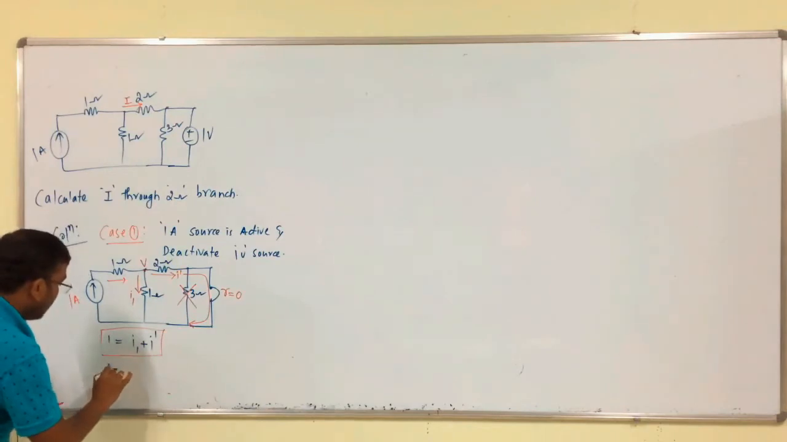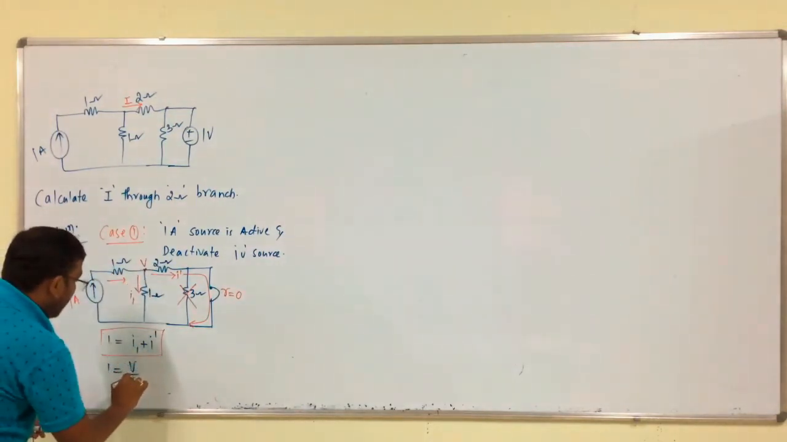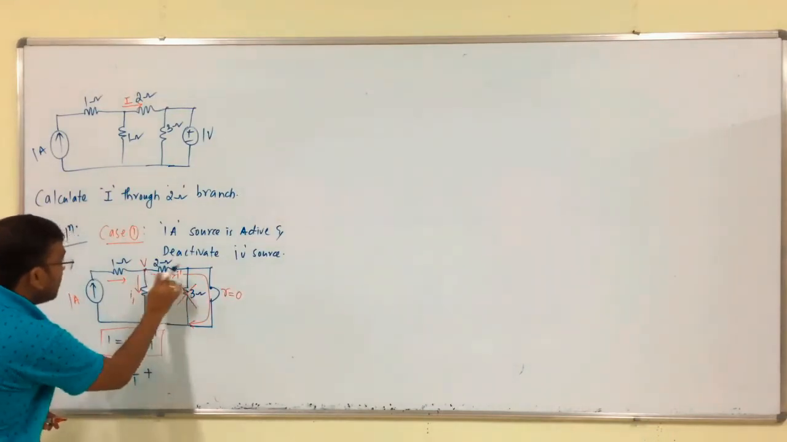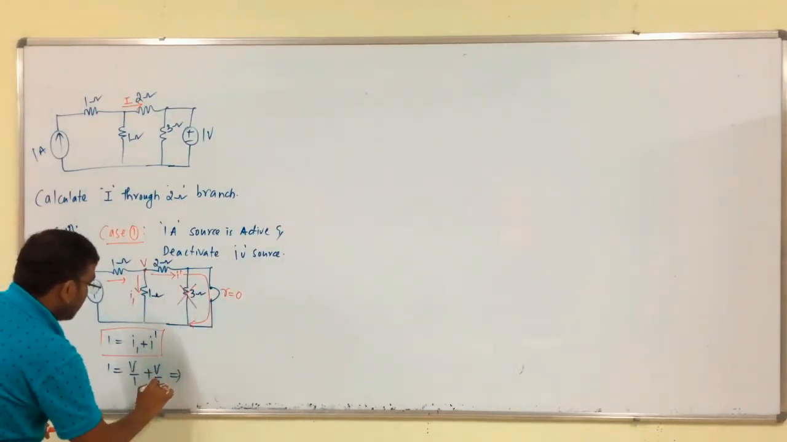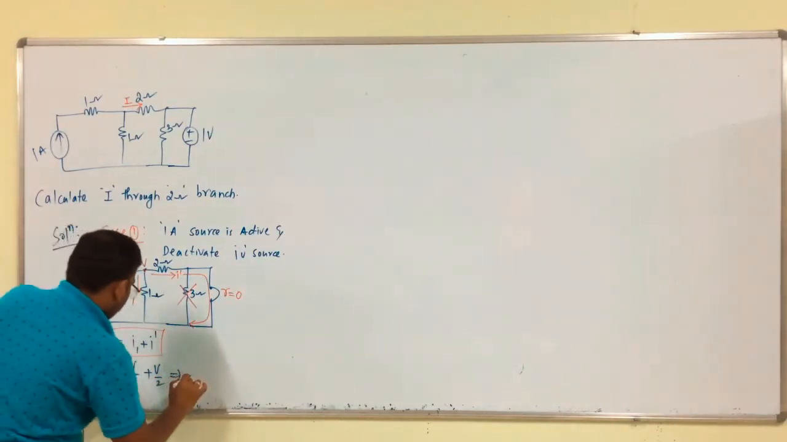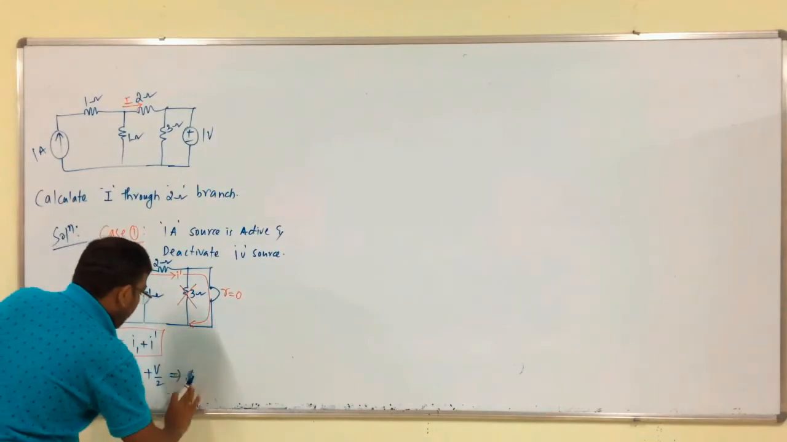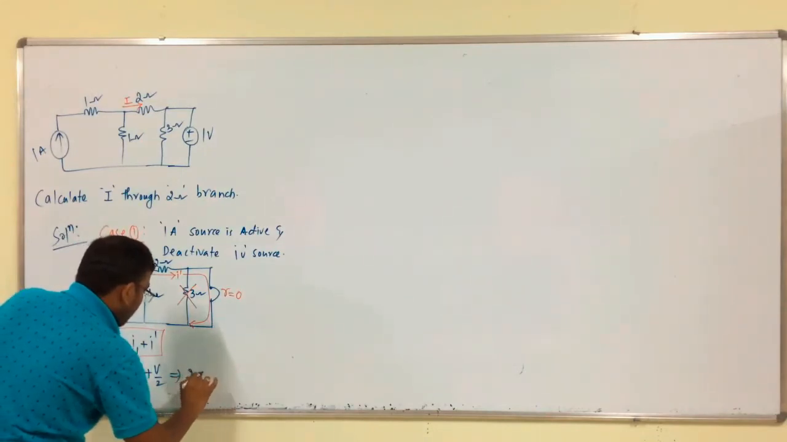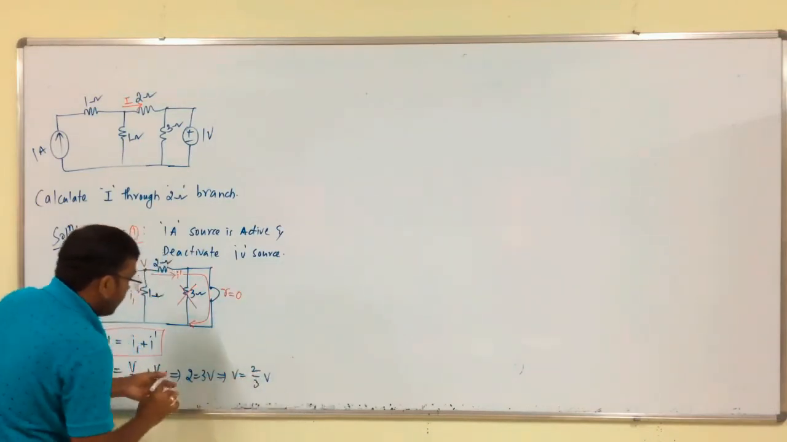So, I1 is equal to, what is I1? (V minus 0) by 1 plus, what is I dash? (V minus 0) by 2, that is V by 2. From this, 2 is equal to 3V. So 3V equals 2, V is equal to 2 by 3 volts.